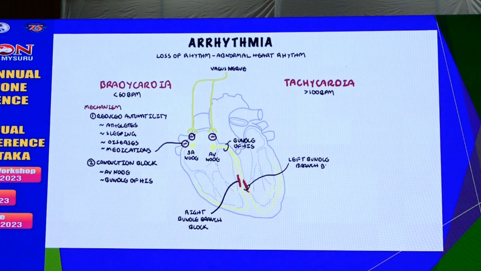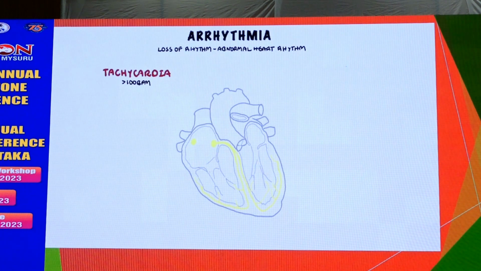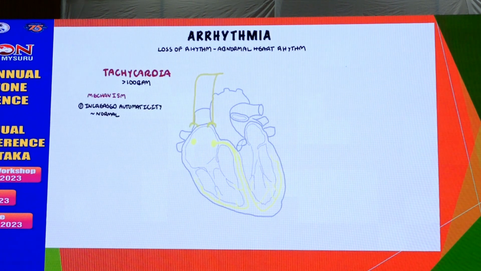When these conduction blocks occur further down in the right or left bundle branches, remember it does not cause bradycardia, it only prolongs the QRS. So this is the mechanism of bradyarrhythmias. When you come to tachyarrhythmias, there are also three mechanisms. The first mechanism of tachycardia is increased automaticity.